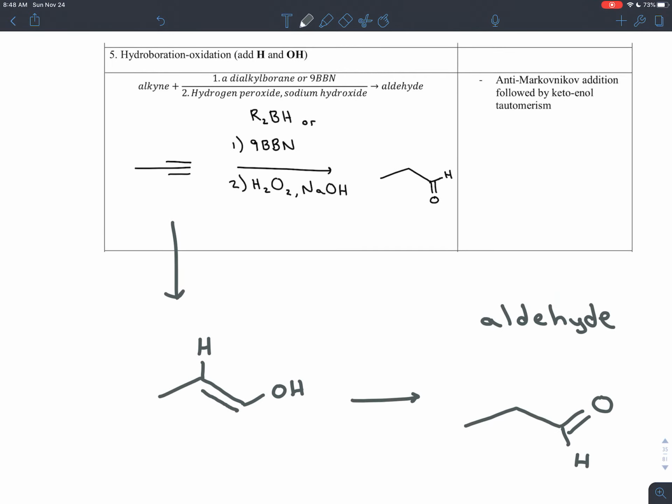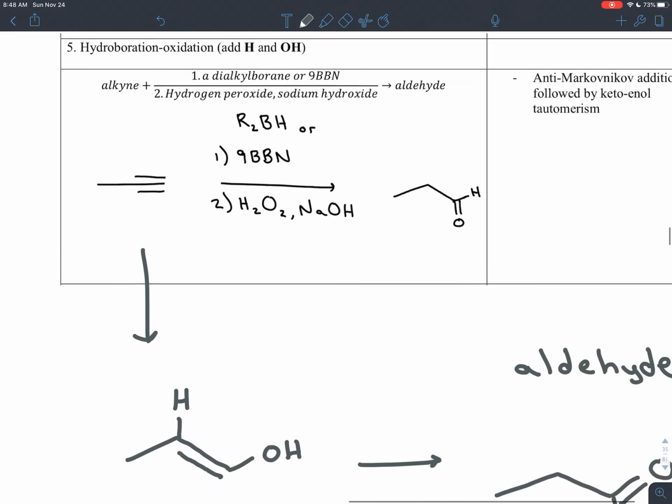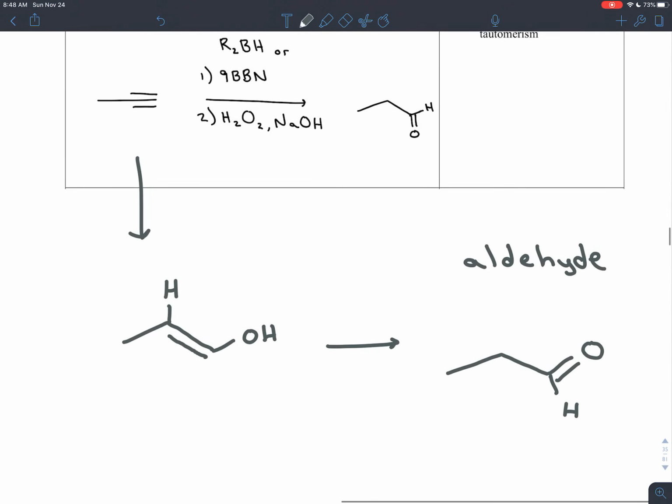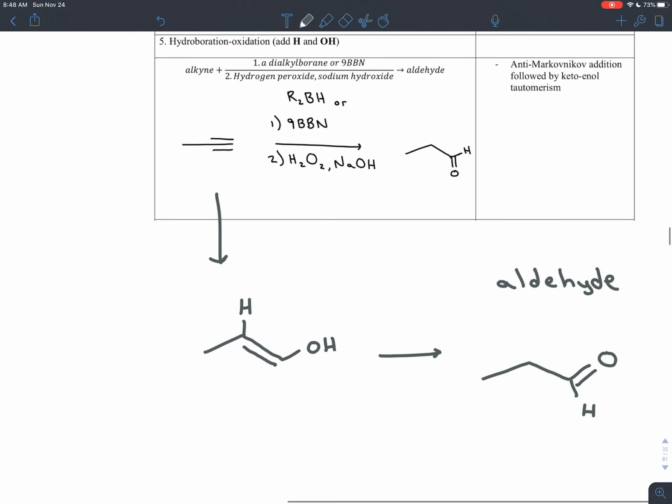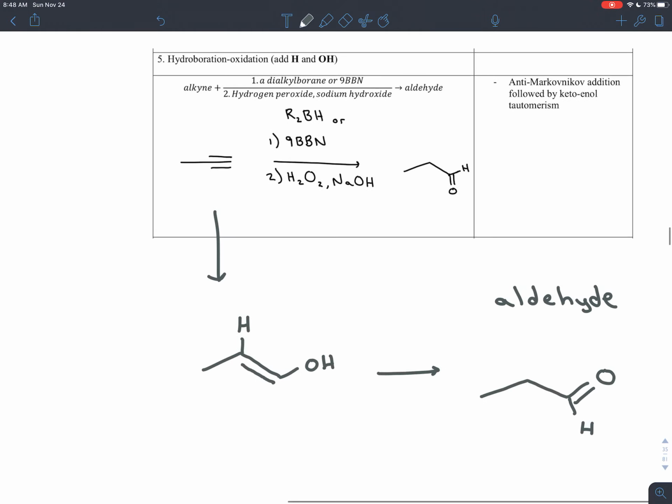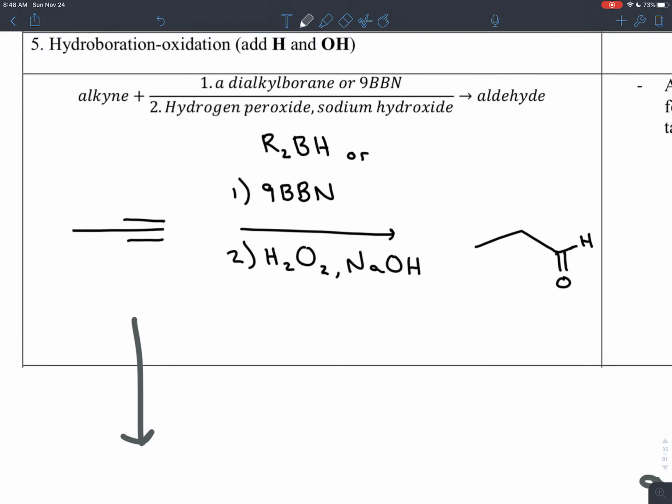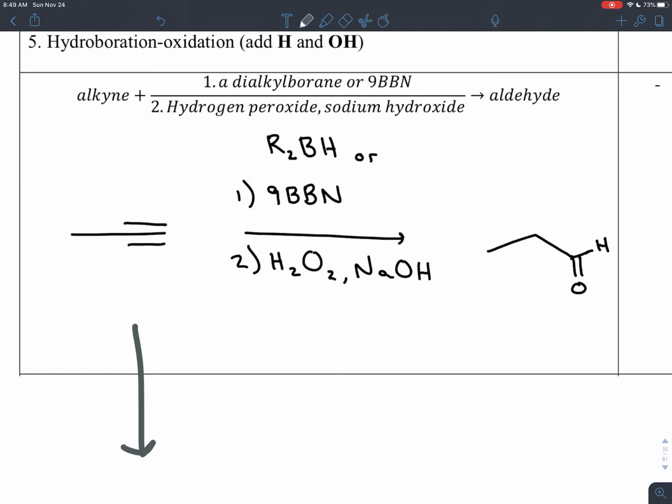Okay, now one note about how this recipe is different. So the mechanisms for these we've done in previous videos, and if you want to see those, I encourage you to watch those. For this exercise, we're going to focus on just predicting what the aldehyde looks like for different alkynes that you start with. But before we do that, I just want to mention one thing about how this recipe changes just a tiny, tiny bit for alkynes as opposed to alkenes.